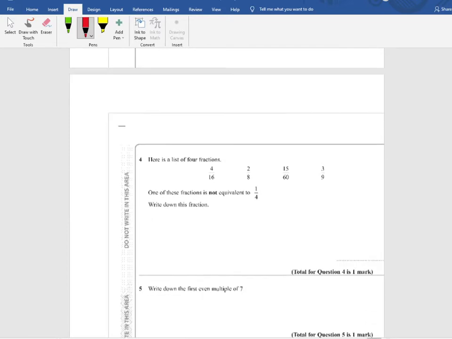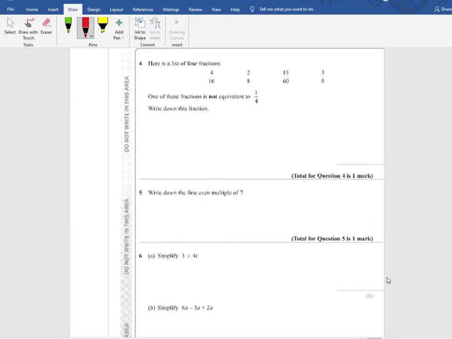Here are the first list of 4 fractions. One of these fractions is not equivalent to a quarter. So can you simplify these to a quarter? Yes, yes, yes, and no. So 3/9 is the one, because that comes out as a third. Write down the first even multiple of 7, which is 14.